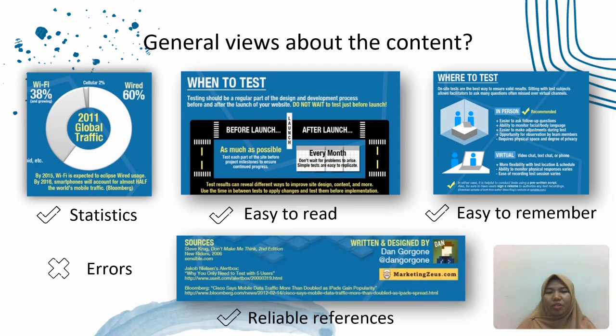Next, the general views about content. Firstly, they include the statistics about global traffic in 2011 in a visual form. And it also includes reliable references at the bottom of the infographic. All the content is also easy to read except for this part, where it might be difficult for certain people to understand this visual content or graphic.